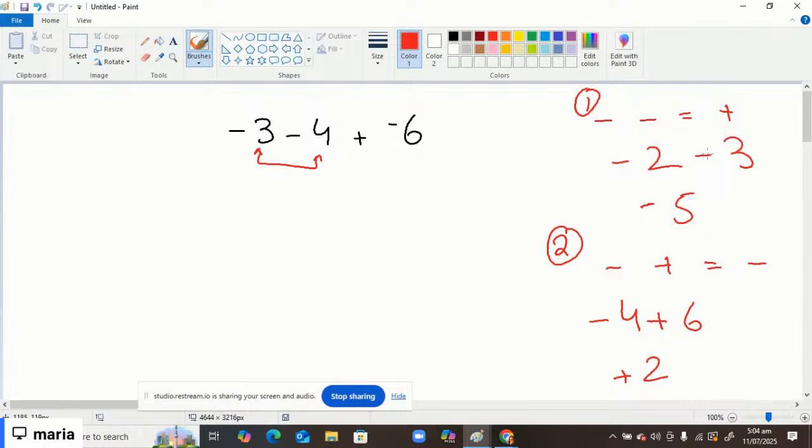Now look here, minus 3 plus minus 4, so it's minus 3 minus 4. What is the answer? Minus 3 minus 4 is 7, because there are two negative signs here. And which sign do you put with it? The sign of the greater number, and with the greater number it is the negative sign, so you put negative.